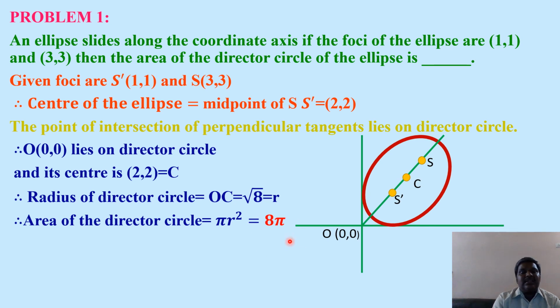The logic behind the problem is that you have to identify that the origin is on the director circle. That is the first concept. The second concept is that the center of the ellipse and the center of the director circle coincide. Once you know the center and a point on a circle, immediately we can write the radius. From the radius, you can easily write the area of the circle, which is pi r square. For this problem, your area is 8 pi. Let us see one more problem related to the same concept.